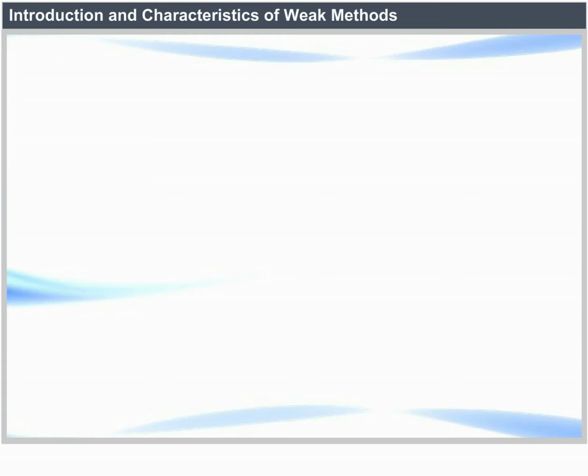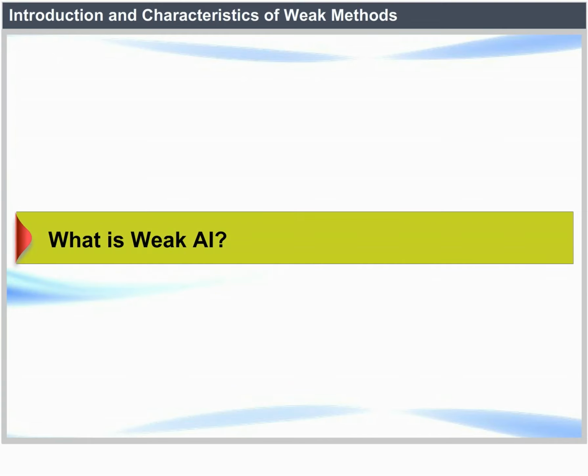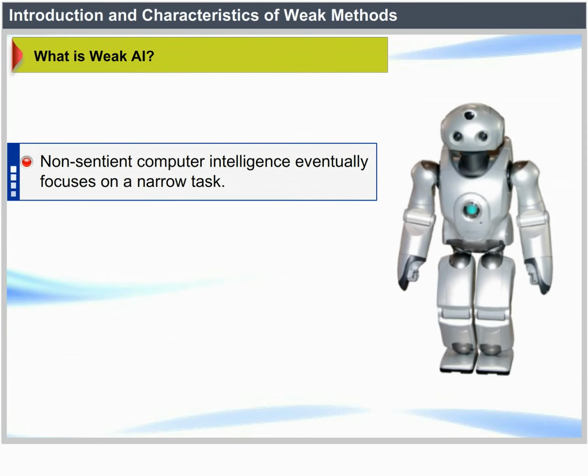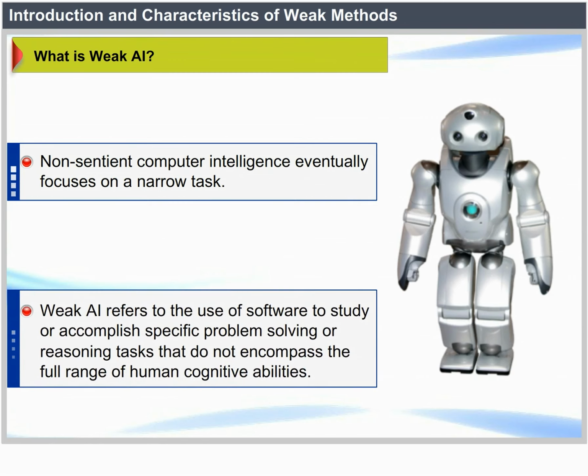Introduction and characteristics of weak methods. What is weak AI? Non-sentient computer intelligence that eventually focuses on a narrow task. Weak AI refers to the use of software to study or accomplish specific problem-solving or reasoning tasks that do not encompass the full range of human cognitive abilities.